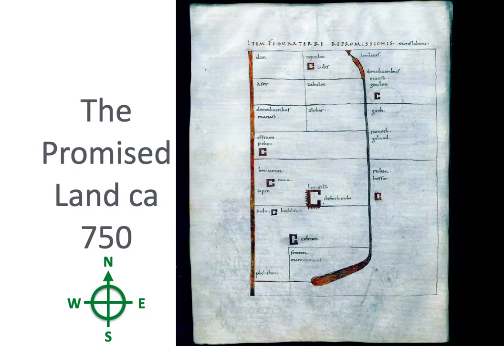But what it does do very neatly is sets out in a simple graphical way the divisions of the tribes. There's no endeavor to accurately map the borders. It's more of a diagram than a map. But it is one of the earliest maps that we have that's come out of a book.